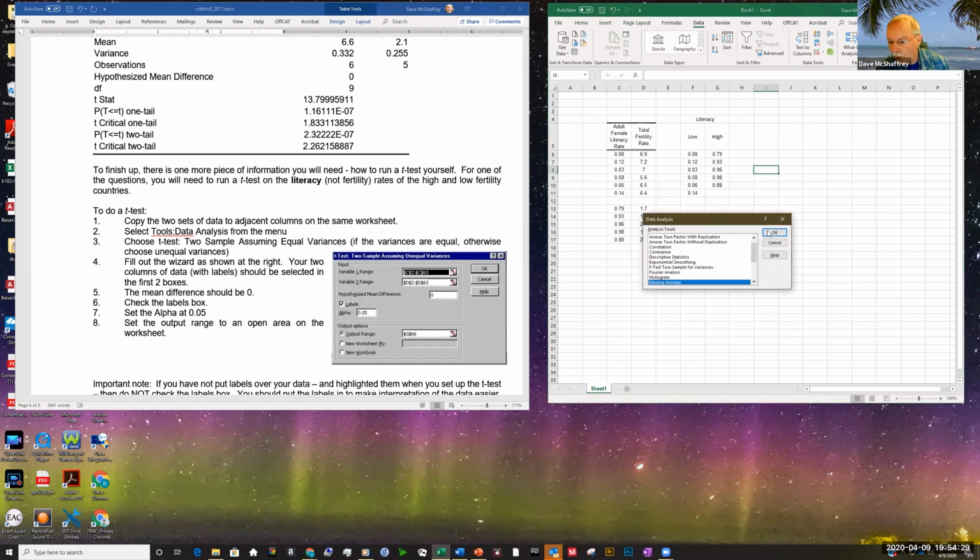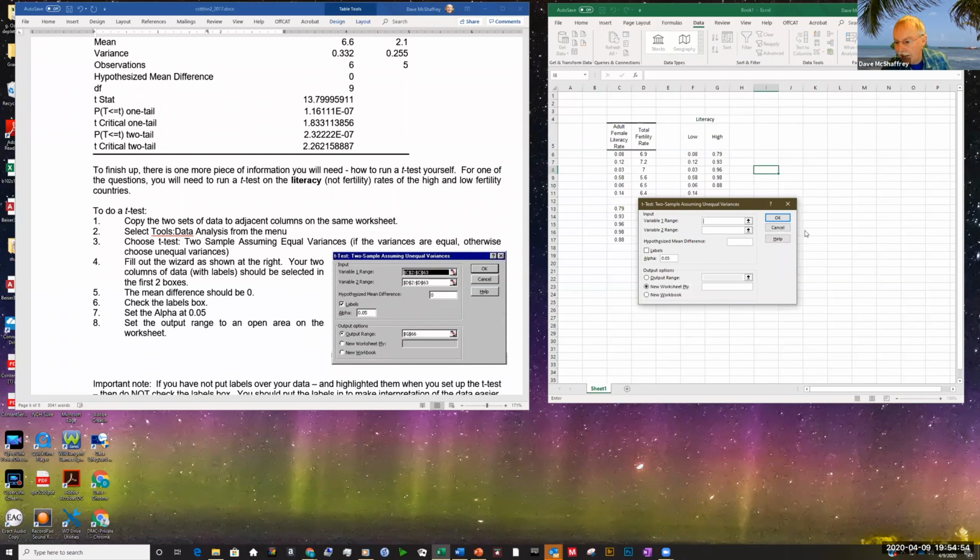It brings up a whole bunch of tests. I'm going to go all the way down to the bottom, and I'm going to do the t-test two-sample assuming unequal variances. Since I don't know if the variances are equal, that's one I have to use. Don't worry about the paired sample. We don't have the right data to do that one at all. And I say okay. It brings up this box.